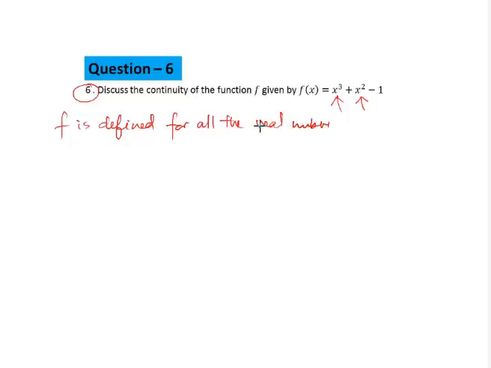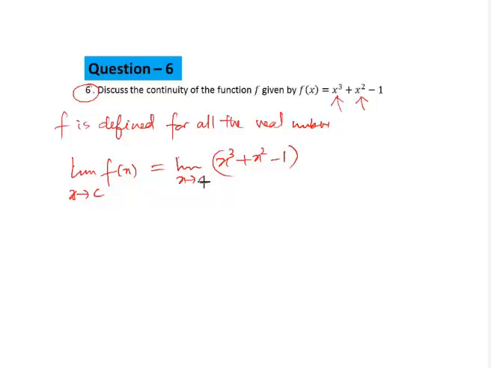Now we need to check whether the function is continuous for all real numbers, because the function is defined. That means we don't need to check for each and every number. We just take any arbitrary number, and then we find the limit and the value of the function, whether they are the same or not. So first, the limit of the function f of x when x is approaching towards c. Let c be any real number. Then the limit x tends to c of f of x is x cubed plus x squared minus 1.